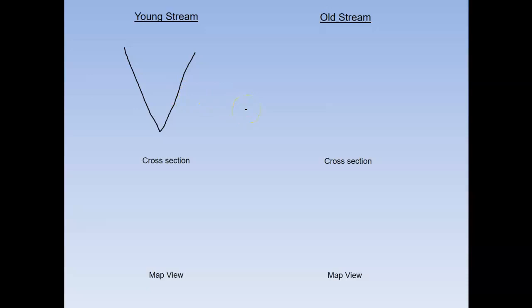Whereas the older streams are the streams that are farther from the mountains in the plains area. Here the streams do not have this very steep gradient, and so they're more eroding horizontally.